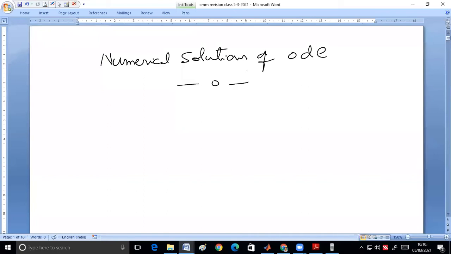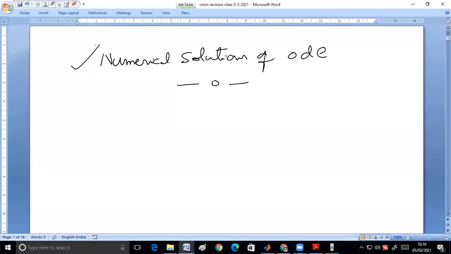The background logic of the dsolve method is this type of numerical solution of ordinary differential equations. So with the help of these techniques, we will construct several programs like dsolve methods. Now, what is the numerical solution? What are the numerical solutions of ordinary differential equations?